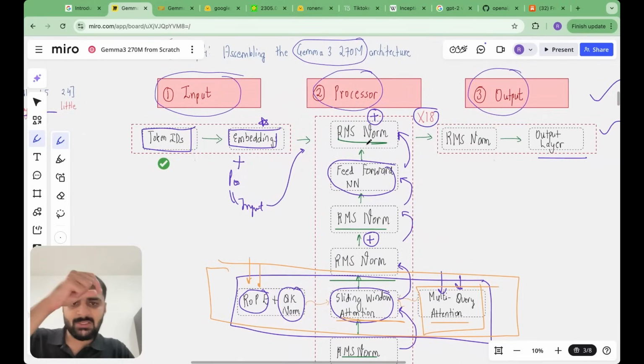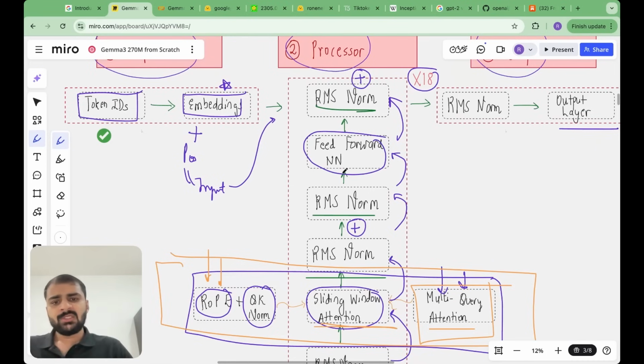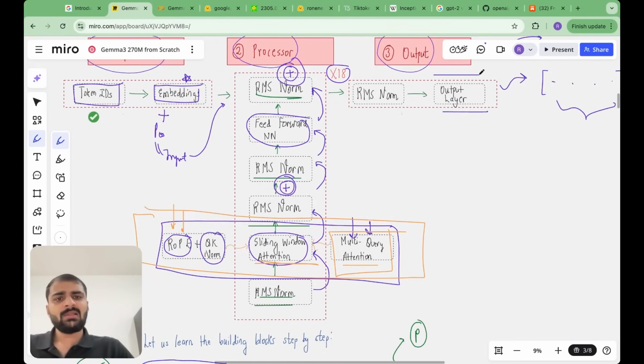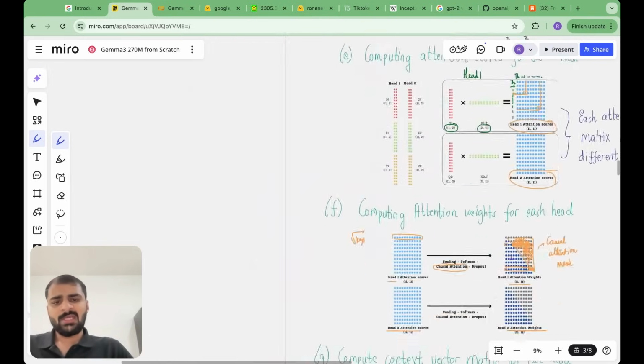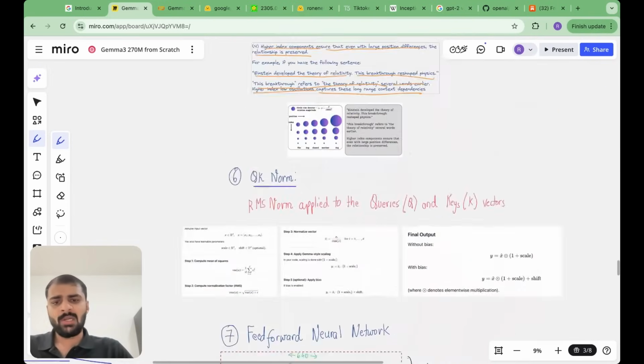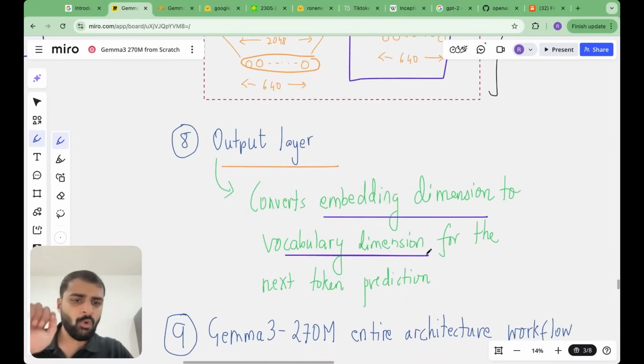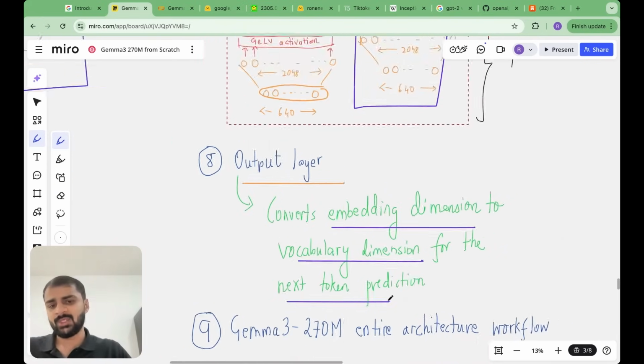And again we have an RMS norm after that. There are two things which I did not mention here, which are the shortcut connections or skip connections. Shortcut connections are added just to make sure the gradient flows faster, or rather the gradient has an alternative direction to flow and it avoids the vanishing gradient problem. The final thing which I want to mention is this output layer over here, right? And the only thing which I will say for now is the output layer actually converts the embedding dimension back into the vocabulary dimension for the next token prediction.